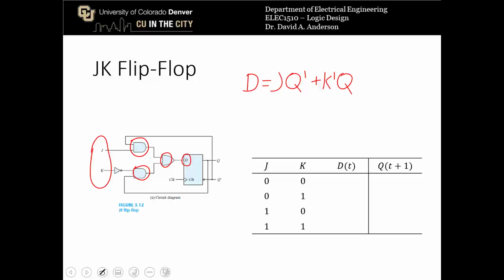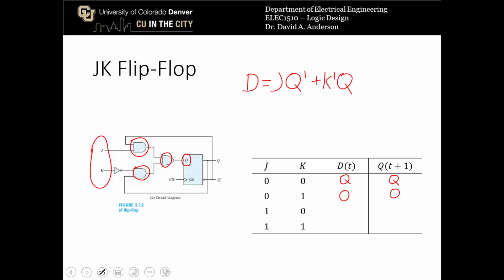When J and K are both 0, that means 0 times Q prime gives 0, plus 0 prime, that's 1, plus Q gives D being equal to Q. So Q of T plus 1 then is just equal to Q. When J is 0 and K is 1, that means 0 times Q prime is 0, plus 1 prime is 0 times Q, so D is 0 and Q is 0.